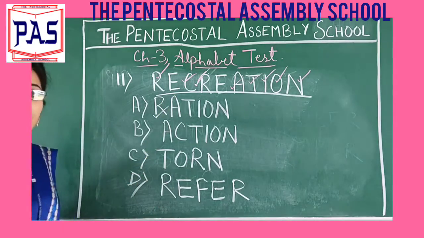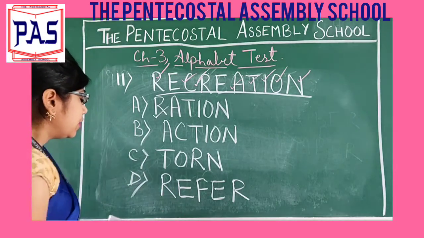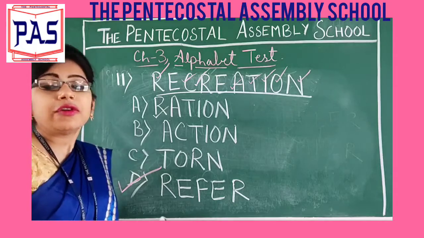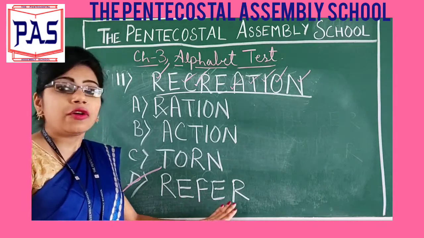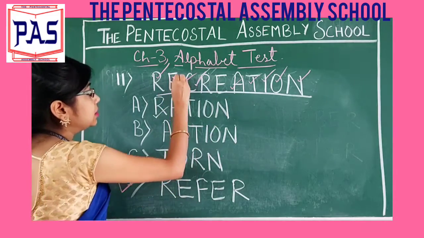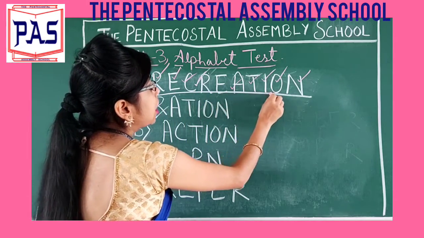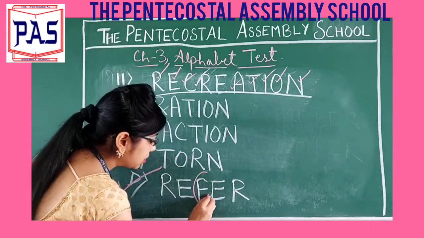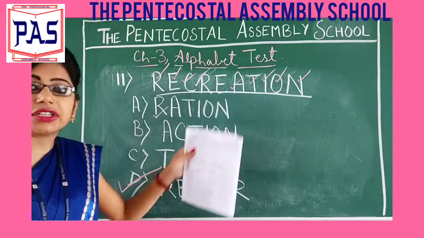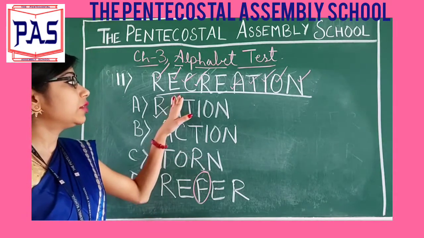So children, what will be your answer for question number 11? Refer. This is your answer for question number 11 because we cannot make this word from the given word. R is there, E is there, F, R, E, C, R, E, A, T, I, O, N. F is the missing letter, children. So the letter F is not present in the word recreation. So we cannot make option D, the word refer, from the given word recreation.